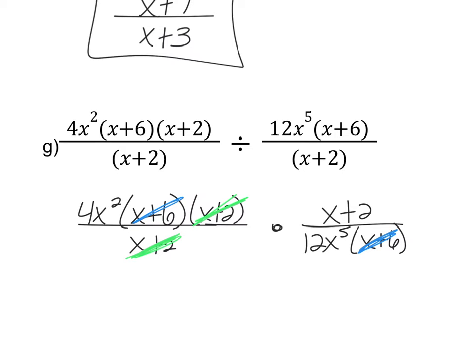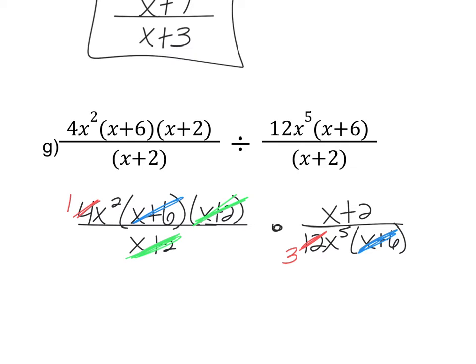And now let's talk about the numbers. So 4 and 12, you can simplify both by 4. So that's 1 and 3. Let's do that in a different color. So let's do 4 is 1, 12 is 3.